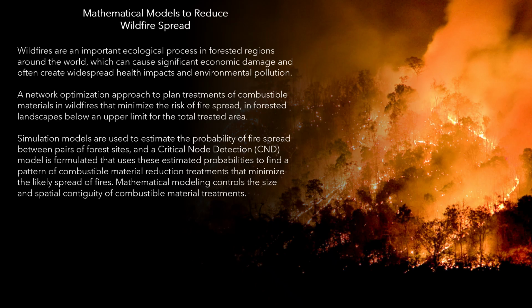Simulation models are used to estimate the probability of fire spread between pairs of forest sites, and a critical node detection (CND) model is formulated that uses these estimated probabilities to find a pattern of combustible material reduction treatments that minimize the likely spread of fires. Mathematical modeling controls the size and spatial contiguity of combustible material treatments.